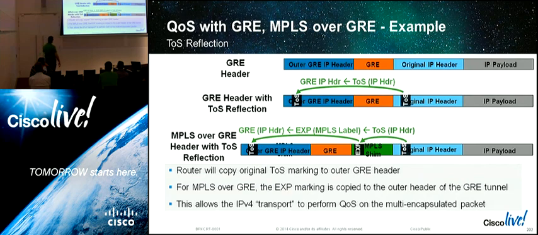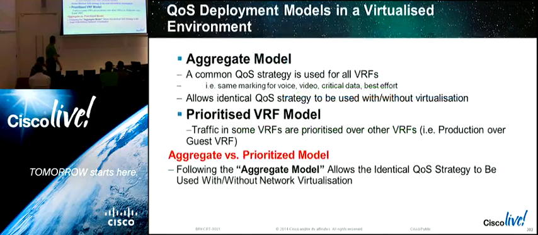Other things that you of course see here is that different ones require different size packets, which is really a virtualization problem because now you have maybe MTU issues or other things that you have to care about. In general, the models are going to be things like an aggregate model, where basically there's a common QoS strategy for everything that you have in your network. Say you have a virtualized network.